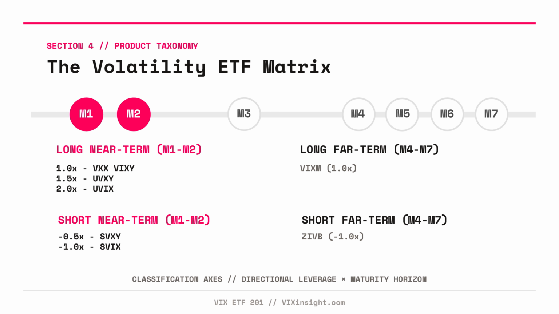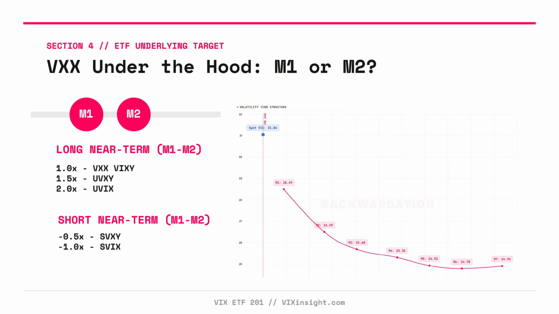And in this practical guide, we will put 100% of our focus on near-term ETFs because they're highly liquid and hypersensitive. So let's take VXX as our best example, the 1x long short-term VIX ETF. We know it tracks the near-month futures, but remember our football team? Which player is it targeting exactly, M1 or M2? And the answer is both.